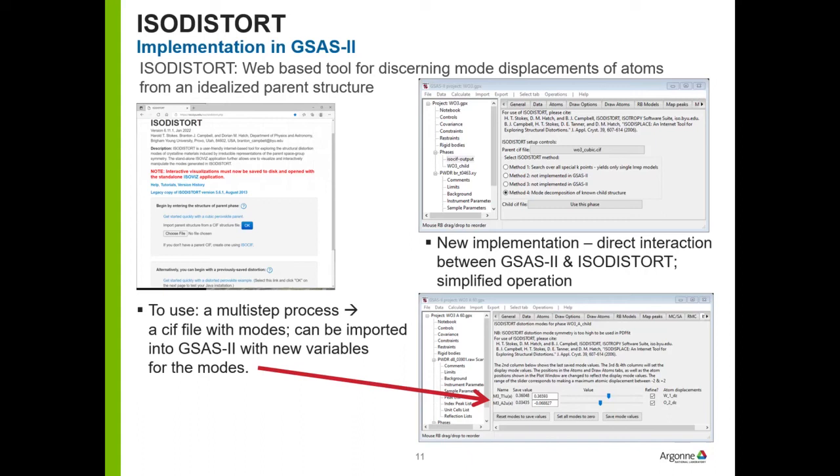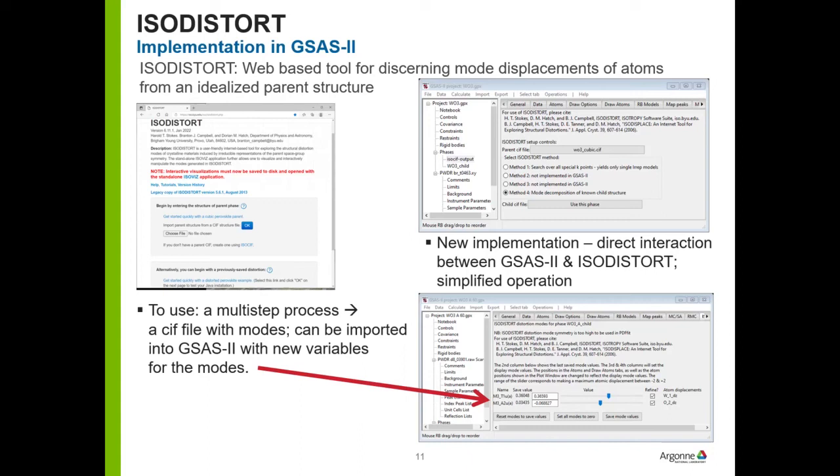And what it does is that if you have an idealized parent structure and a distorted structure, in which there's been a phase change, this commonly happens with perovskites and things of that sort.